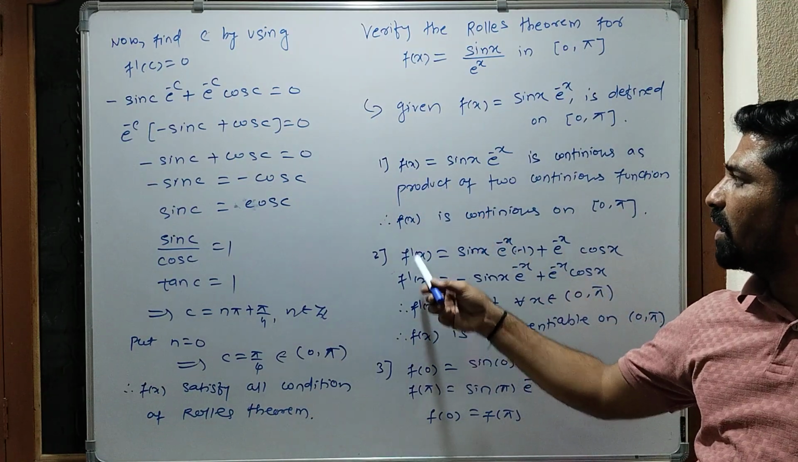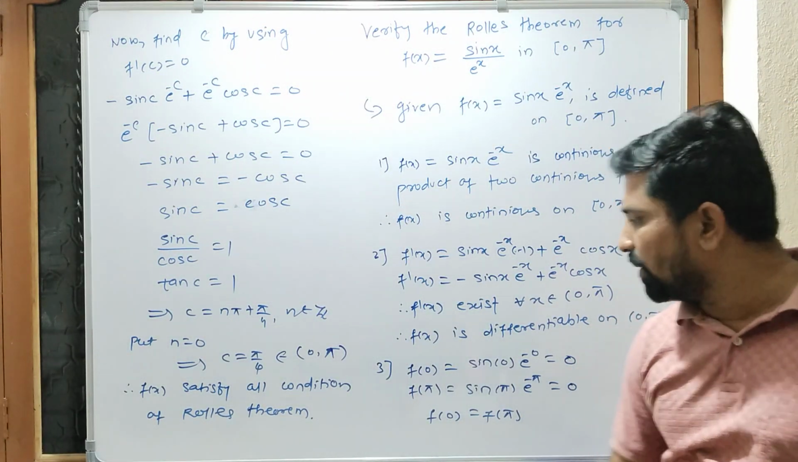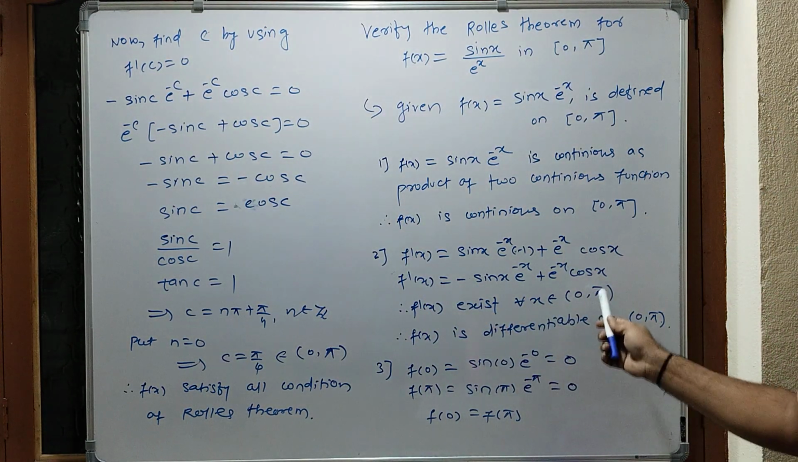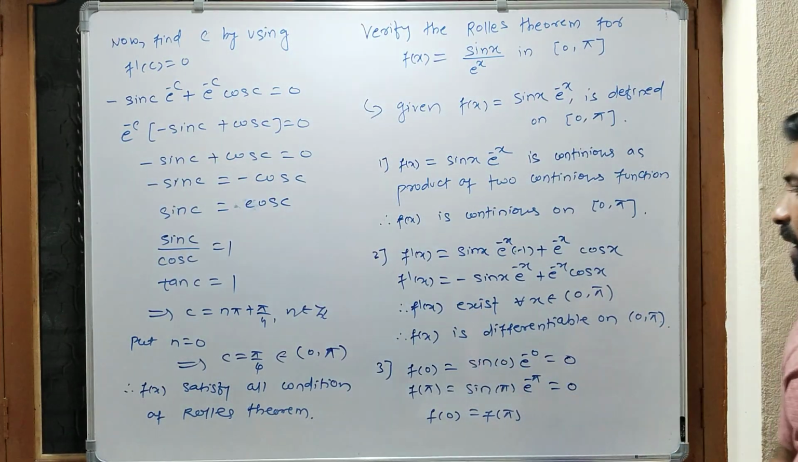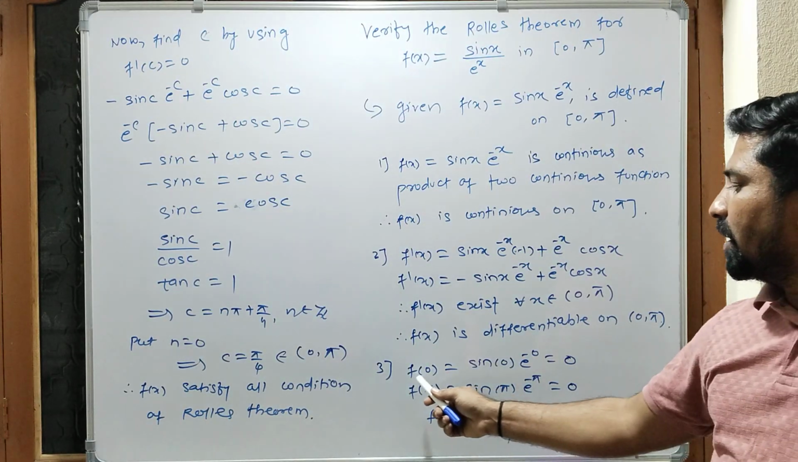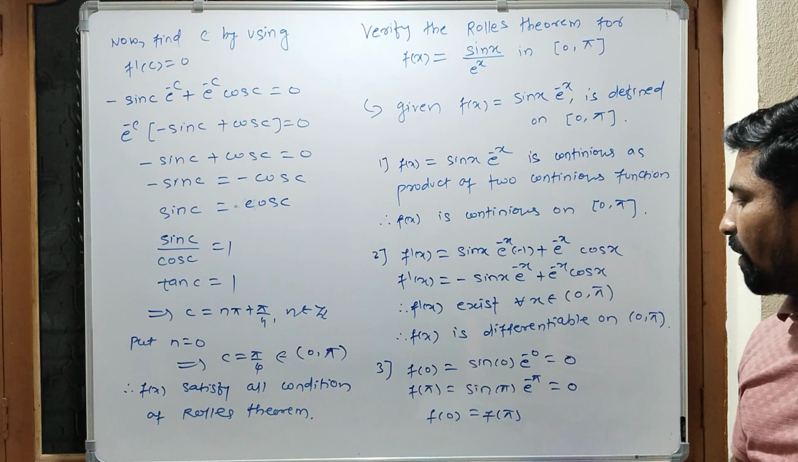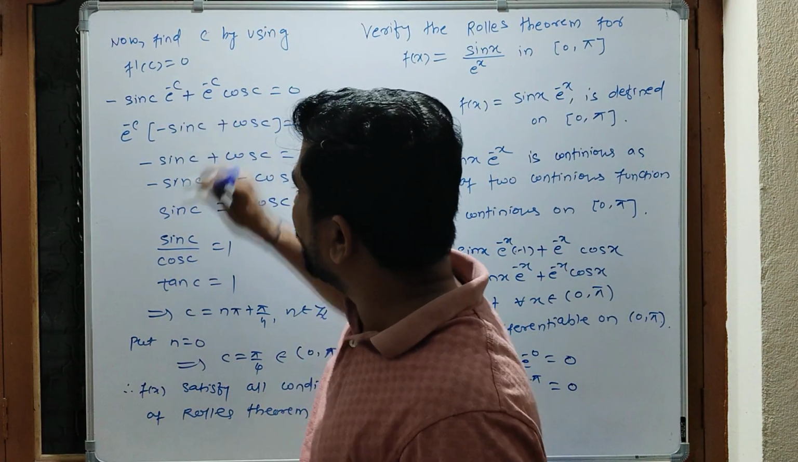Take the derivative of f of x, that is f dash of x equal to, by using the derivative of the product of two functions, f dash of x equal to this. F dash of x exists for all x belonging to this open interval. Therefore f of x is differentiable. Now find the functional value at 0 and pi. F of 0 is 0, f of pi is 0. Therefore f of 0 is the same as f of pi. Therefore now find the value of c by using f dash of c equal to 0.